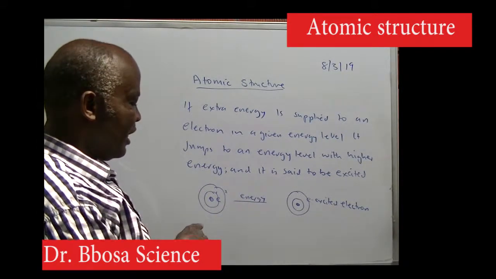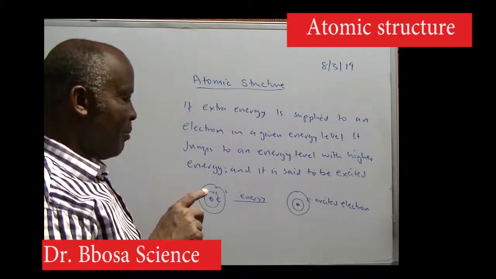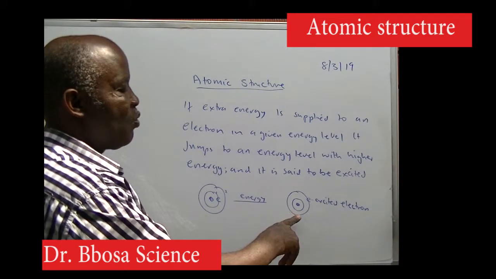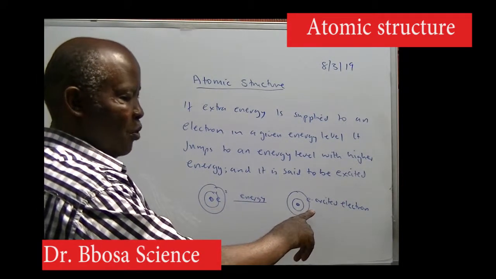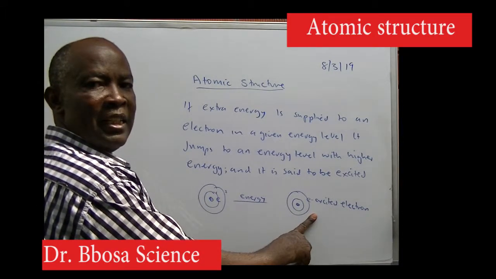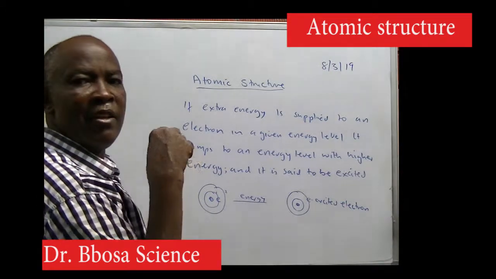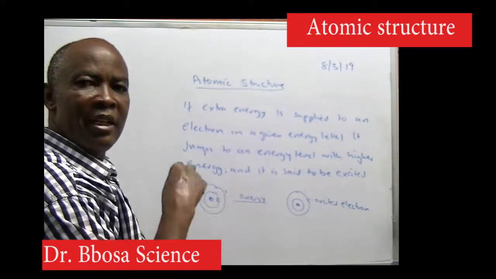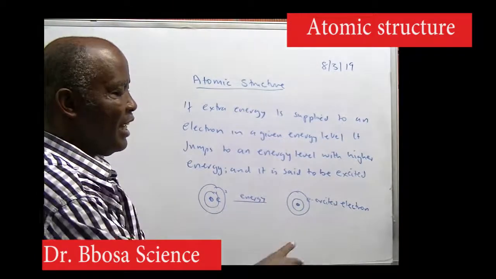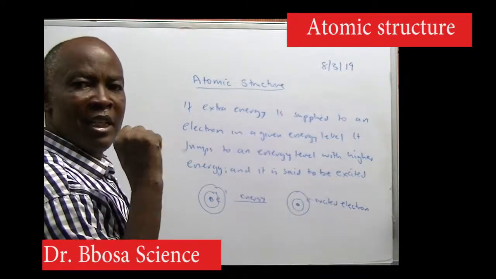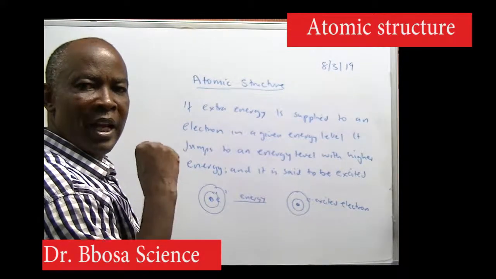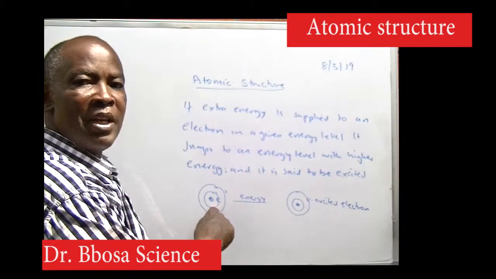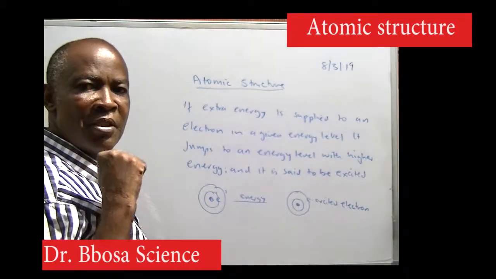For example, if this electron in principal quantum number 1 is supplied with energy, it may jump to energy level 2, where it is said to be excited. It can jump to energy level 2, 3, or 4, depending on the amount of energy supplied. Because to reside in energy level 2, it must have a specified amount of energy. To reside in energy level 1, an electron must have a specified amount of energy.